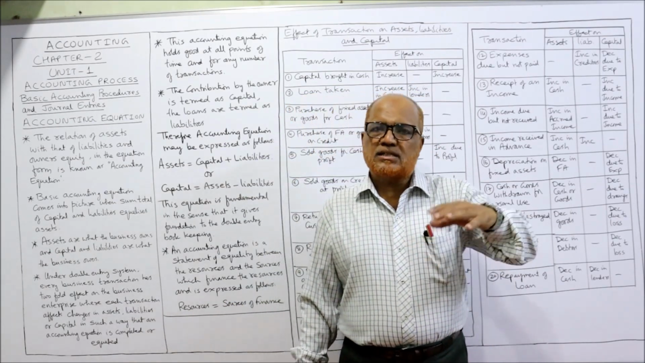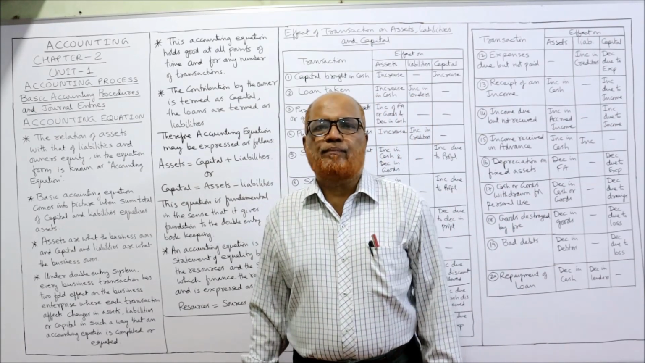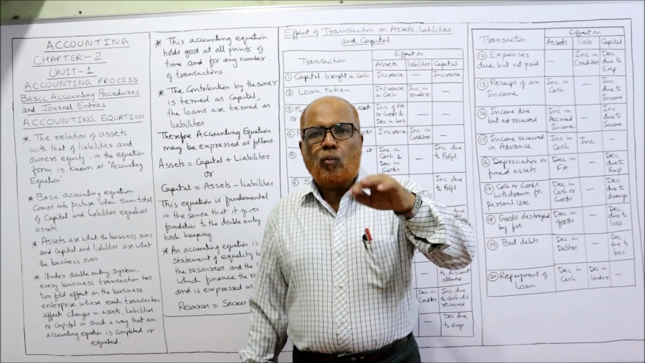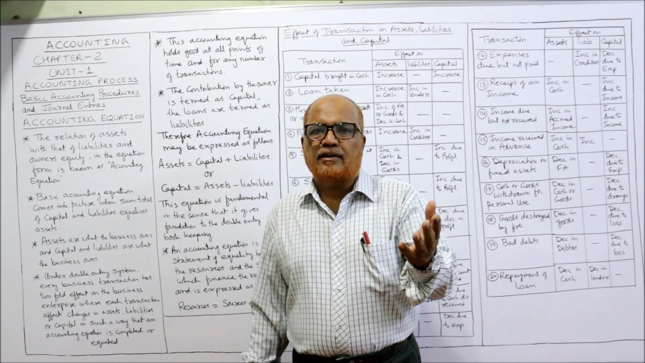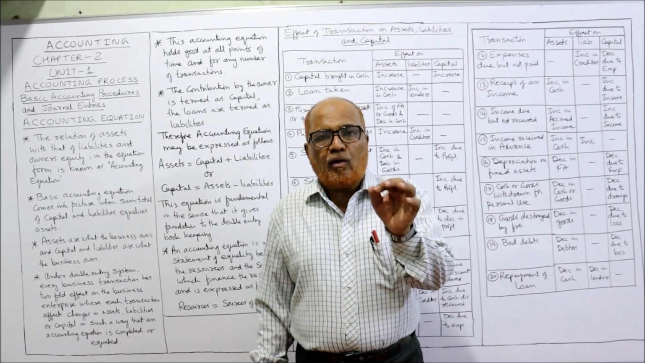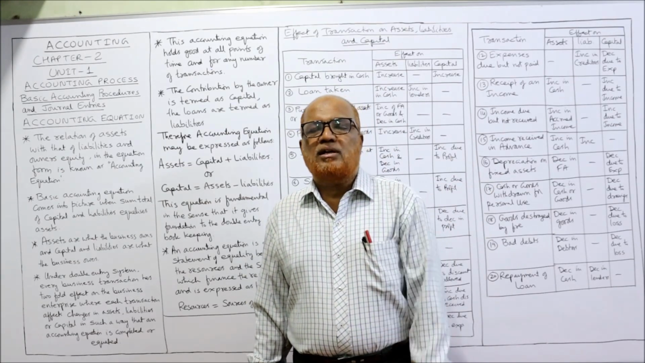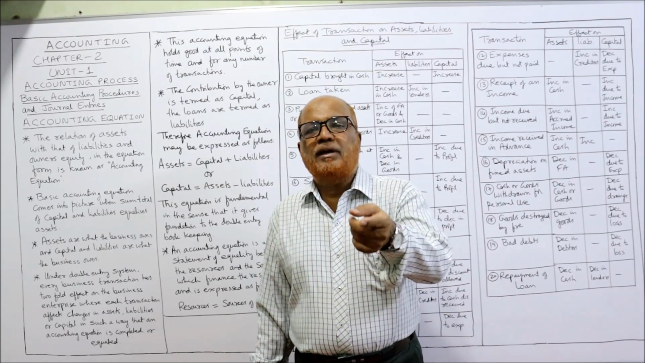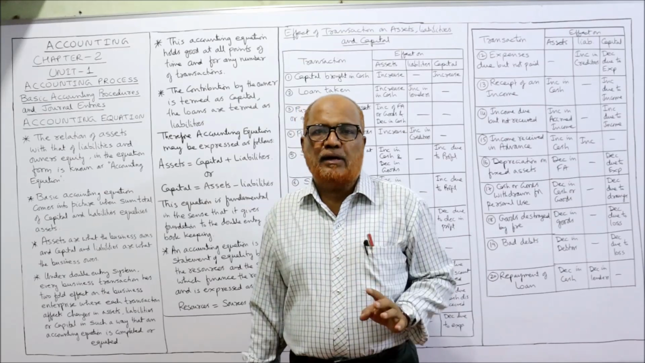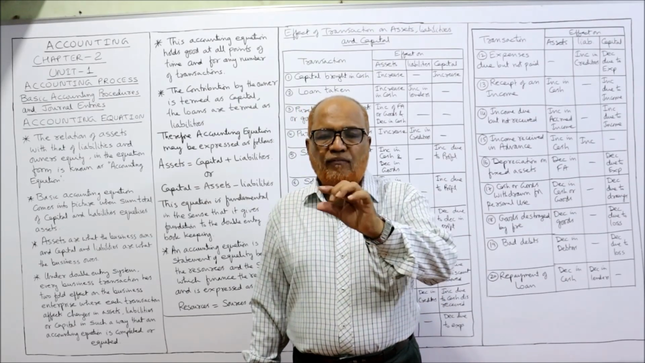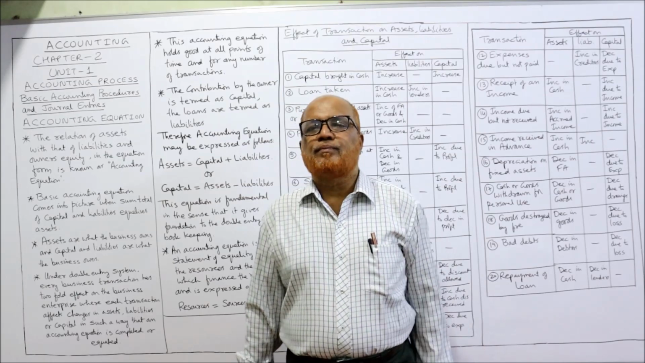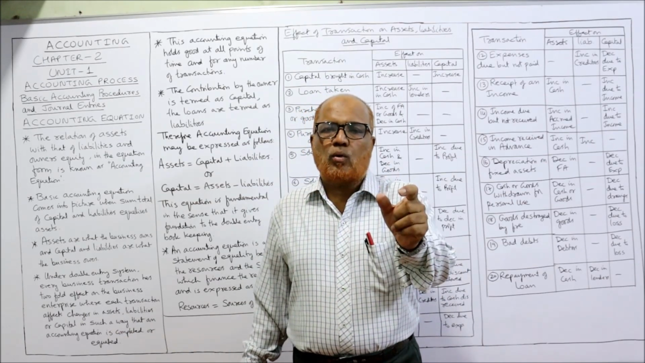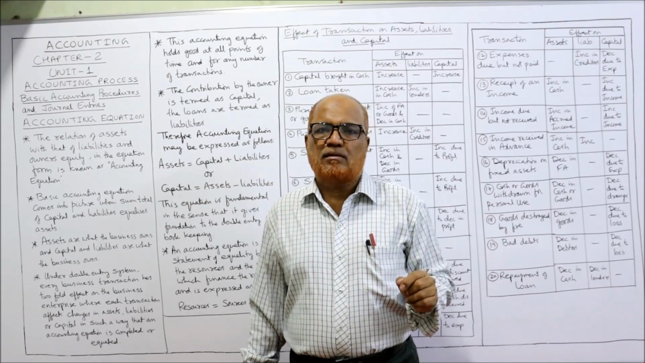We have already discussed this in the previous video, the double entry system. In the double entry system, every transaction has a twofold effect. One account is debited and another account is credited according to the traditional method. According to the modern method, whenever a transaction takes place, one effect will be on assets, and the other effect will be either on capital or on liabilities. In this way, after applying this effect, the accounting equation will be satisfied. That means assets will be equal to capital plus liabilities, right?